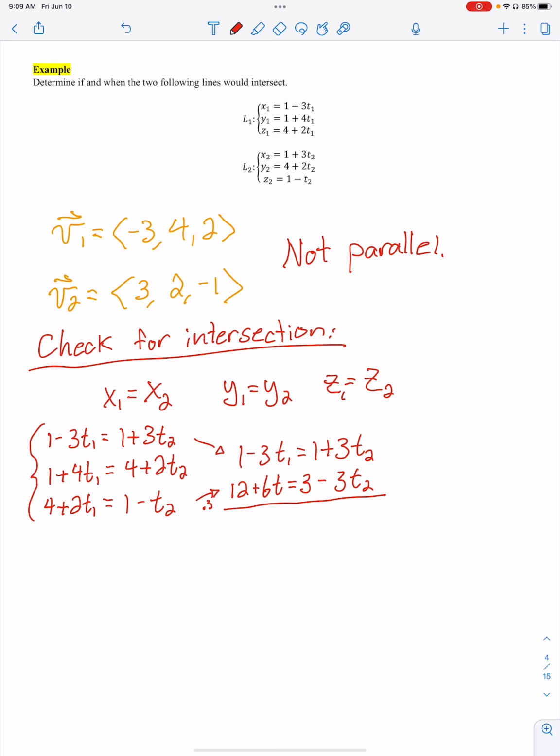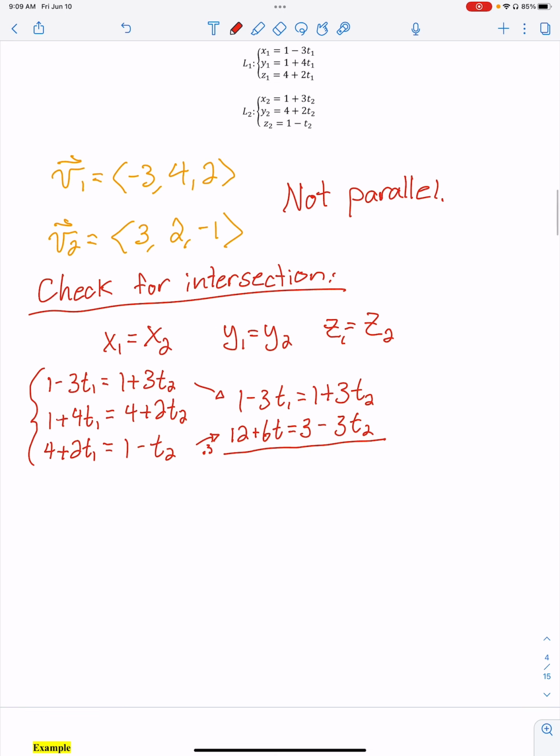So why I did this is, now if I just add down, and I can do this with the equation as long as I add both sides up, I got 13 plus 3t1, and then notice on this side the t2's go away. The reason we did that, multiplied and everything, is now I can actually solve for t1.